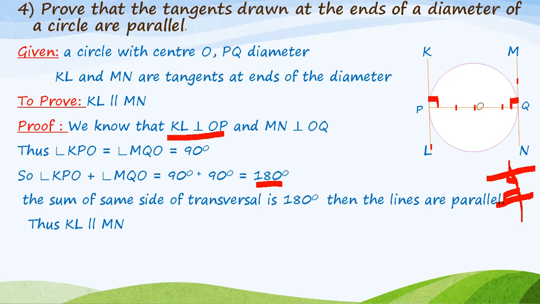In this problem, the sum of interior angles is 180 degrees, so these two lines must be parallel to each other. This is the solution for the above problem. Next, we go to the third problem.